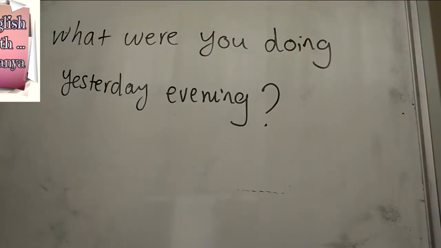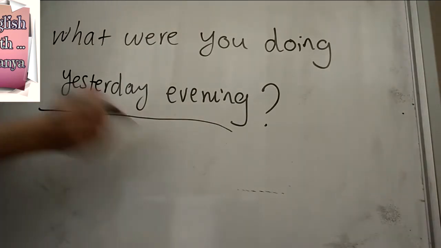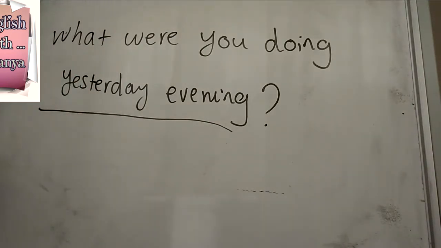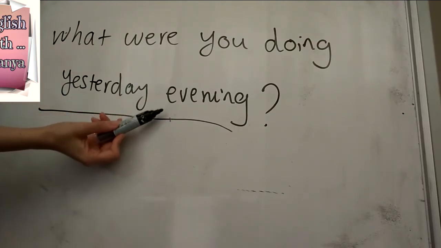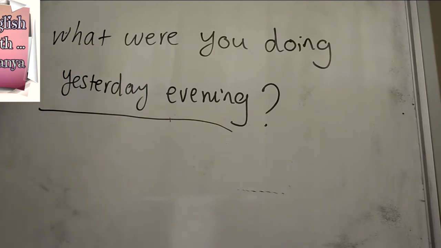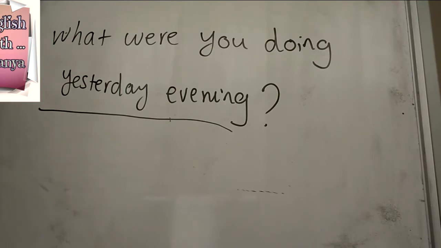What were you doing yesterday evening? What does that mean? It means that I am only interested to know about yesterday evening. I don't want to know about yesterday morning or yesterday night. I only want to know about the evening. So in this case, when you are only interested to know about something that was happening at a specific time of the day or a specific time of the year or of the month, then we need to use past continuous. So this is the overall idea that you need to be careful with.